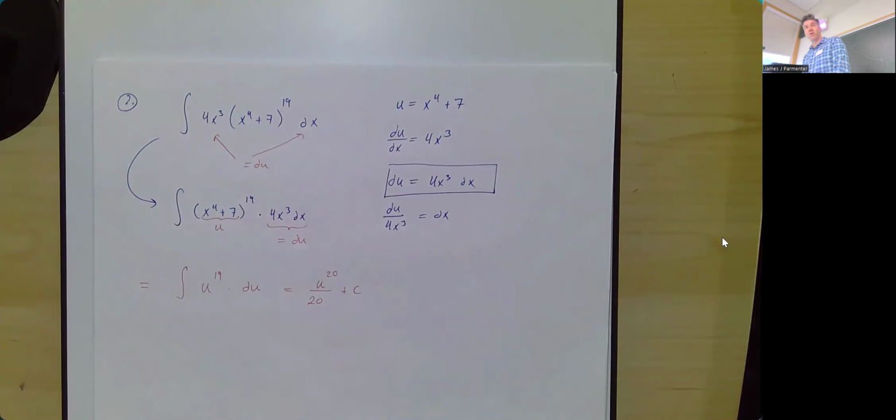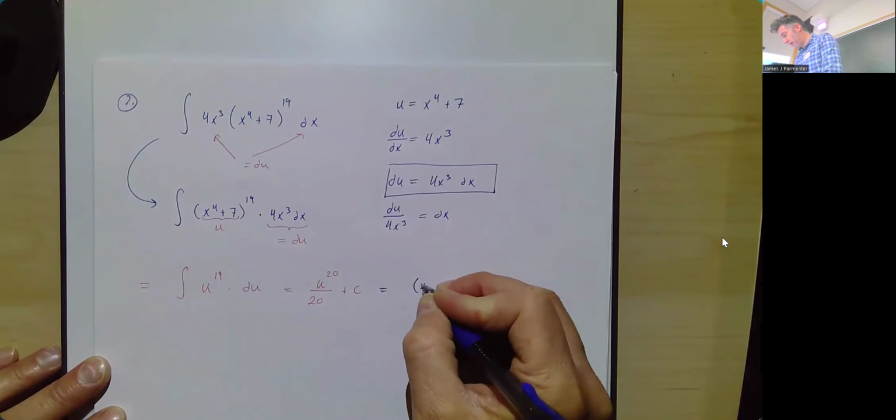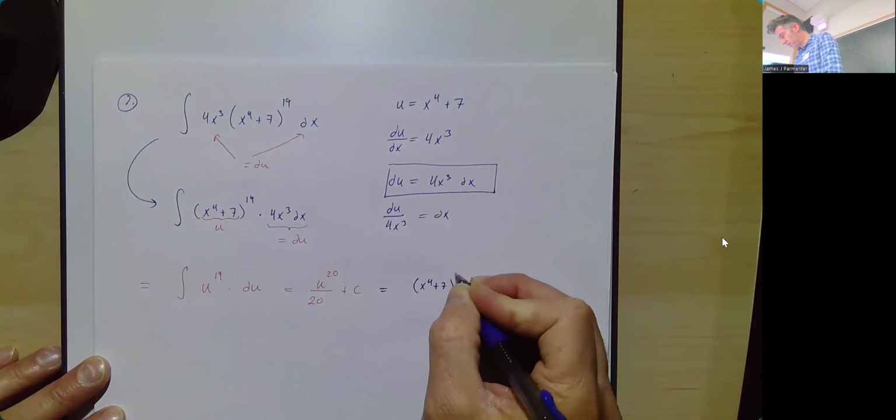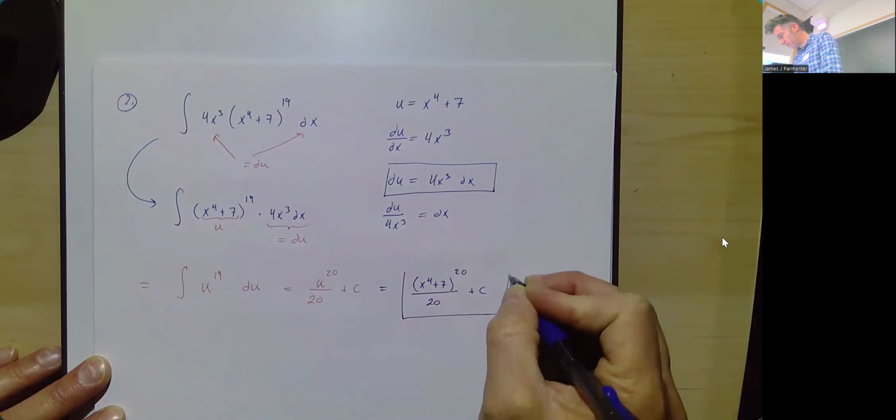And then we plug back in what u is equal to, because for indefinite integrals, aka antiderivatives, you have to end with the same variable you started with. We started with x's, we need to end with x's. So we're going to have (x to the 4th plus 7) to the 20th power divided by 20 plus c. That is our answer.